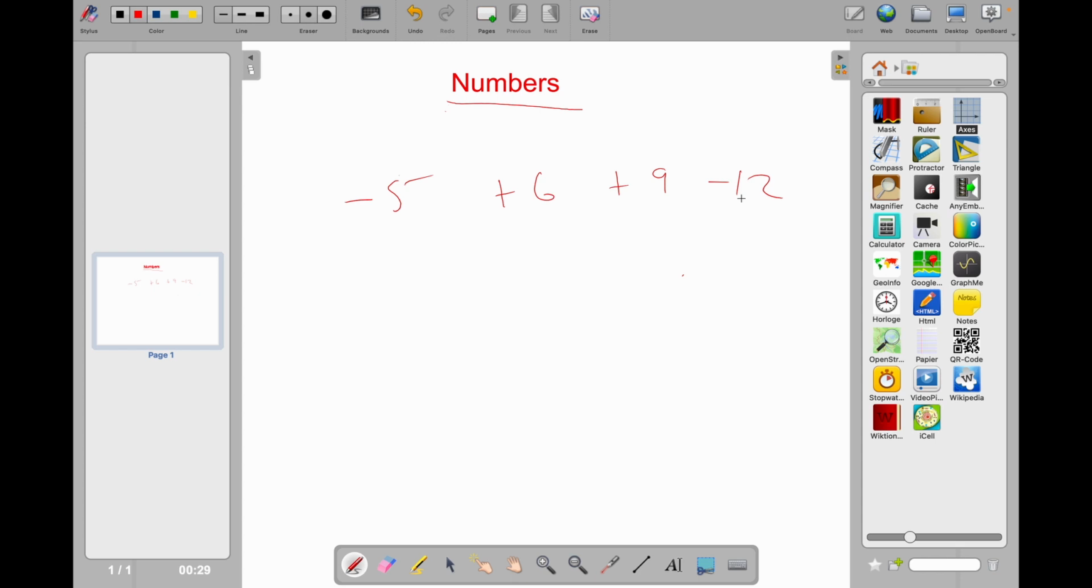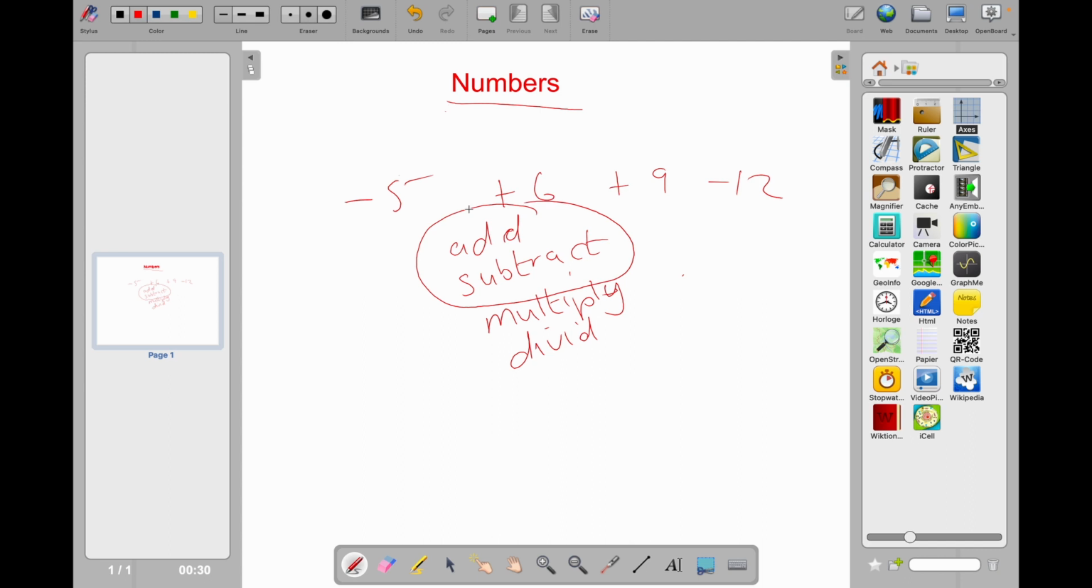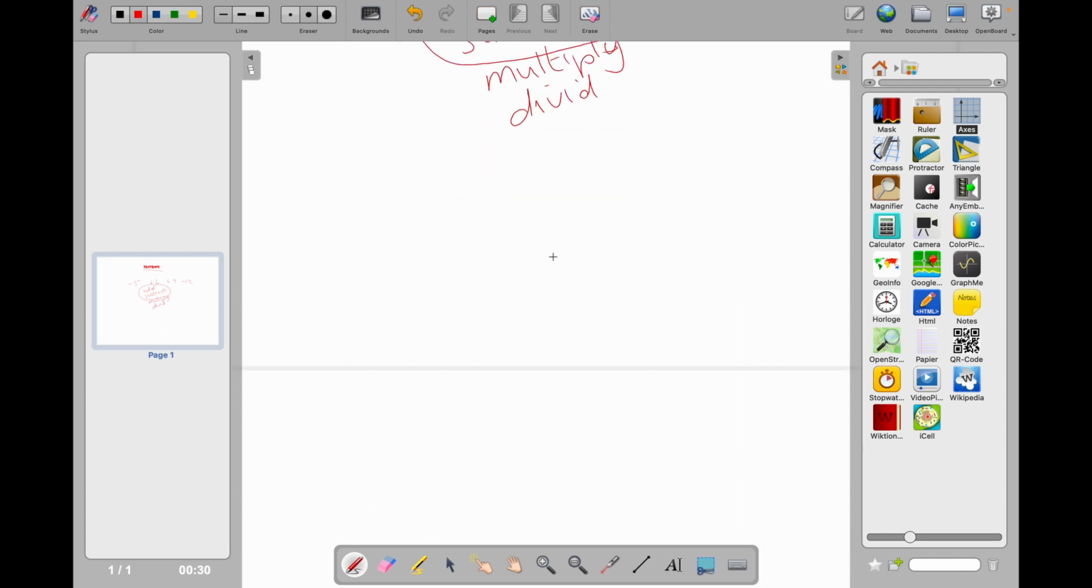So we can use these direct numbers to do different operations like add, subtract, multiply or divide. We can do all these operations with these numbers. But let's start and focus on addition and subtraction. Addition and subtraction is very easy when we talk about these numbers.